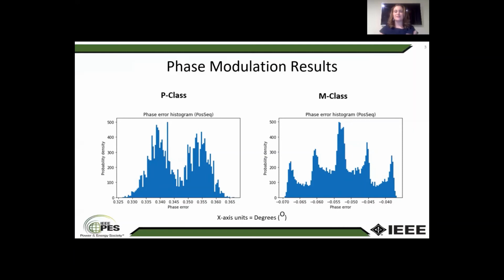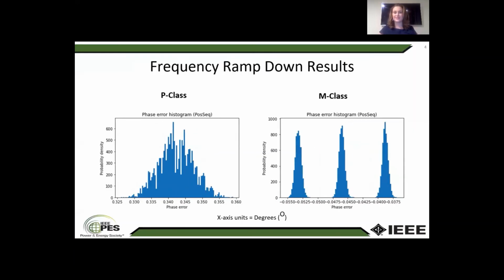So let's go ahead and take a look at the frequency ramp down in comparison. Now, looking at the P-class device, you might be tempted to say that it's roughly Gaussian. We do have a normal curve with a peak in the middle. However, both the mathematical analysis and the statistical analysis of the Shapiro-Wilk and the Kolmogorov-Smirnov tests indicate that that P-class result for the frequency ramp down isn't Gaussian either. For the M-class device, by comparison, each of those individual peaks themselves are Gaussian. However, all three combined produce a result that isn't Gaussian in itself.